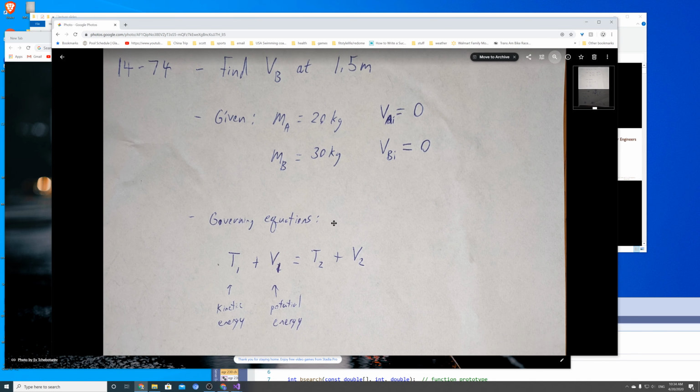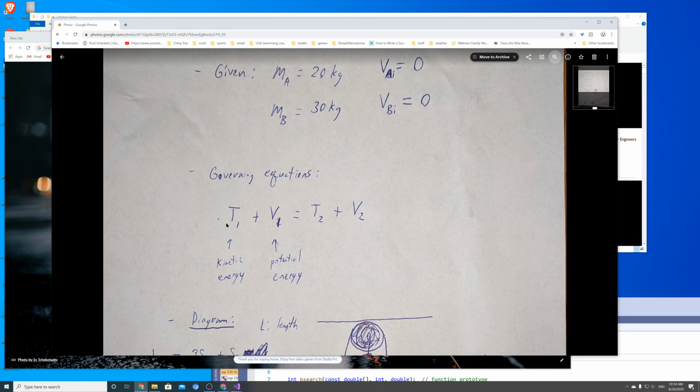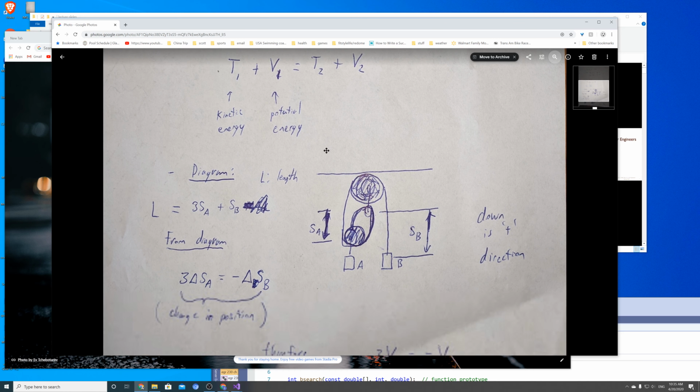So we're going to use the conservation of energy equation, and of course we have the two parts: whatever initial kinetic energy the system had, plus its initial potential energy, has to equal its kinetic energy plus its potential energy at any other point in the system. It's got to be the same. For us, this basically represents the rest position when we first start, and this represents when B has gone down by 1.5 meters. So we can diagram this, and there's a relationship.